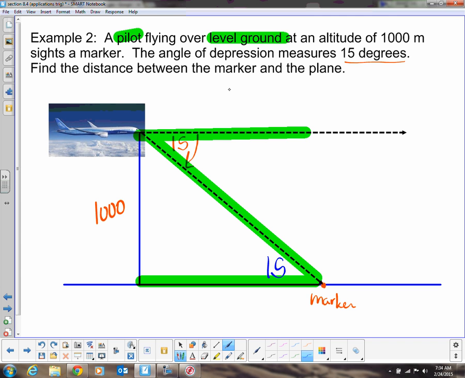Find the distance between the plane and the marker. All right, is that distance from here to here? Or is it from here to here? Which one? Second one. Why? Marker and plane. Is the plane here? But is the marker there? Where's the plane? So we are looking for this side. Something on the ground. So what are you going to do now?